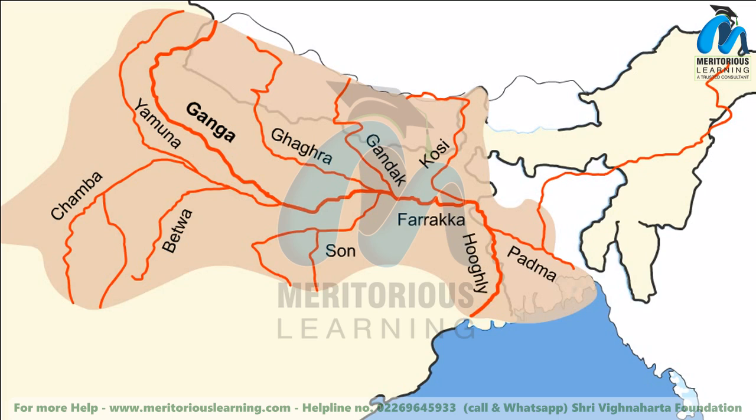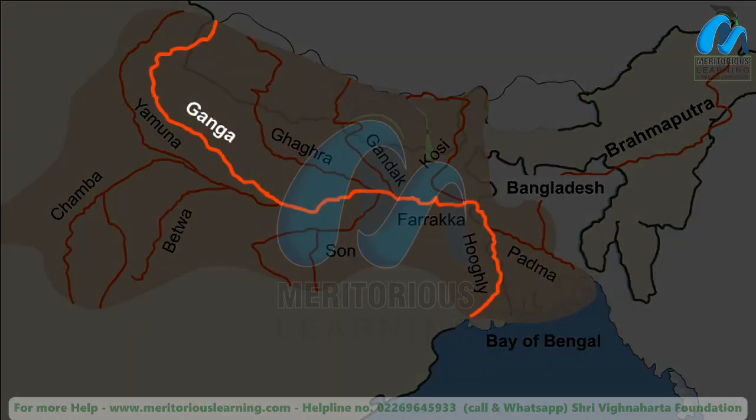Hooghly flows southwards and drains into the Bay of Bengal. Padma flows into Bangladesh, where it is joined by the Brahmaputra. Eventually, it drains into the Bay of Bengal. The length of River Ganga is 2,500 kilometers.